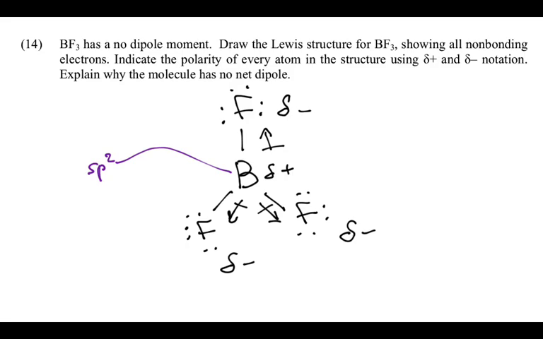Yes, please. How do you know that boron is the delta positive and fluorine is the delta negative? It's a very good question. It has to do with the electronegativity. Fluorine is way more electronegative, so it's going to draw the electrons. Yes, so fluorine is more electronegative.